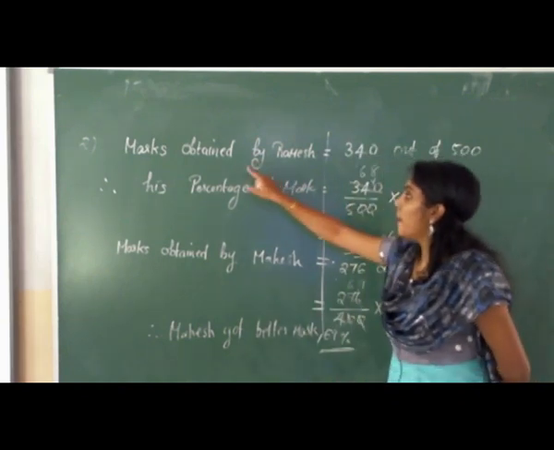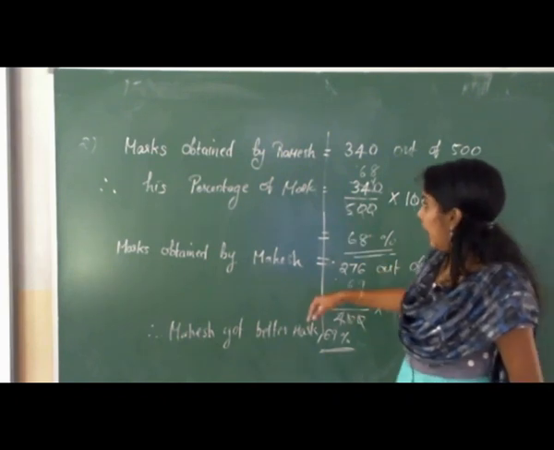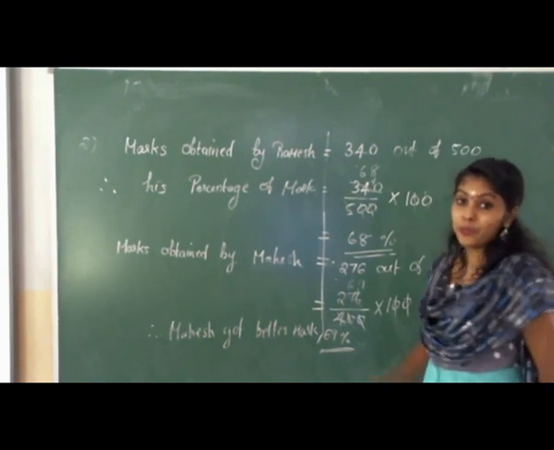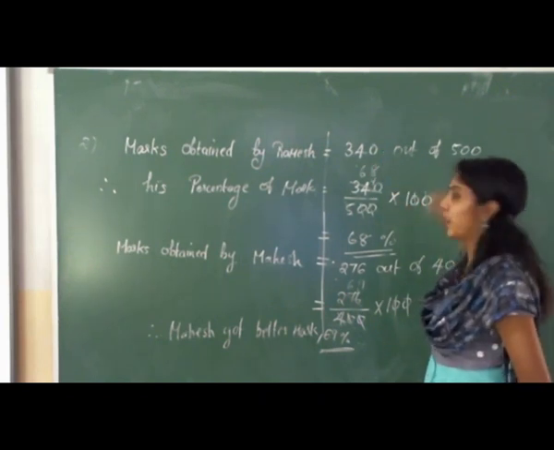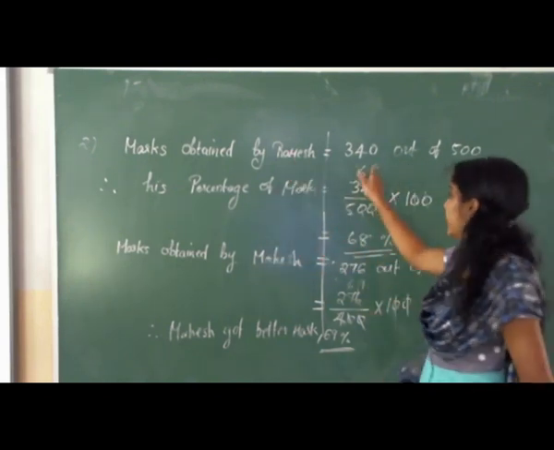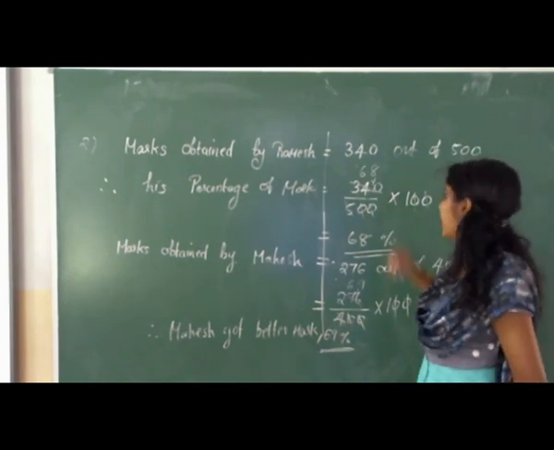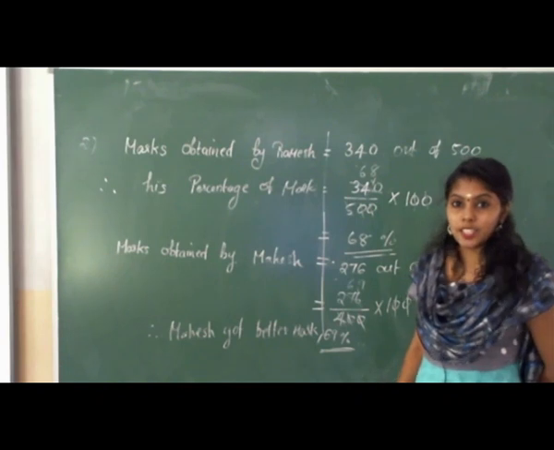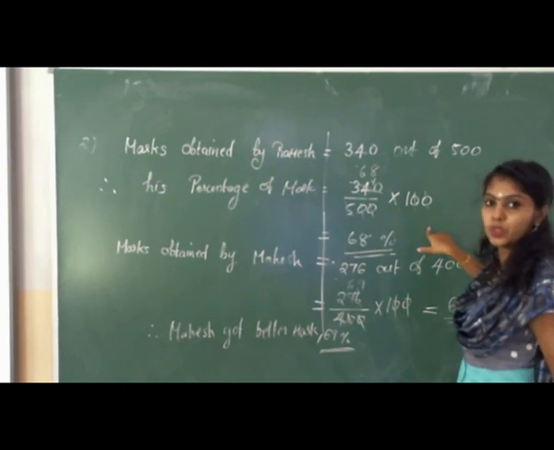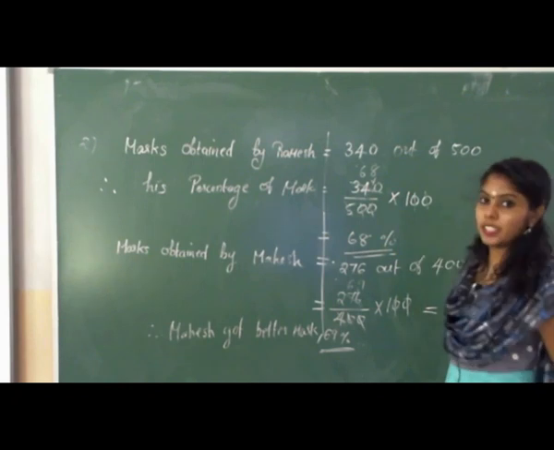So, what were we doing here? Yes, first marks obtained by Ramesh, 340 out of 500. And we know how to write this as a fraction, 340 by 500, isn't it? Then they are asking the percentage of this mark, which means percentage of this given fraction. Conversion of this fraction into percentage means into 100. Okay. Like this, cutting method, and you will get 68%.